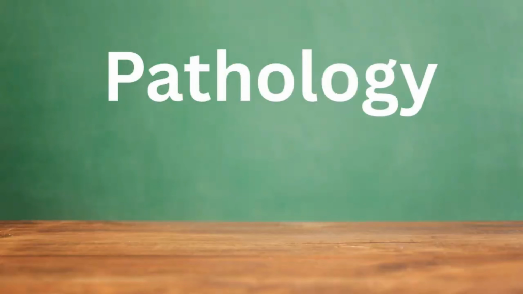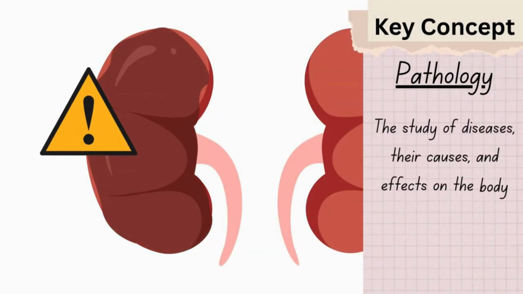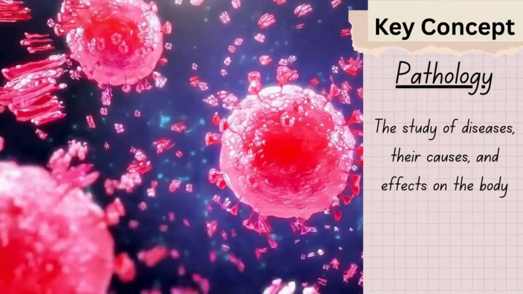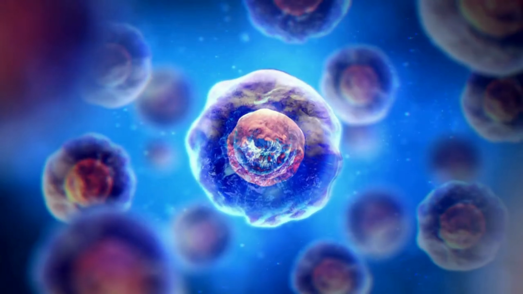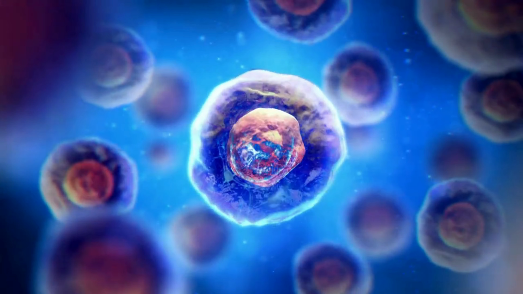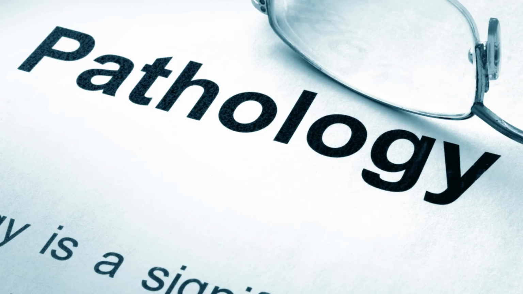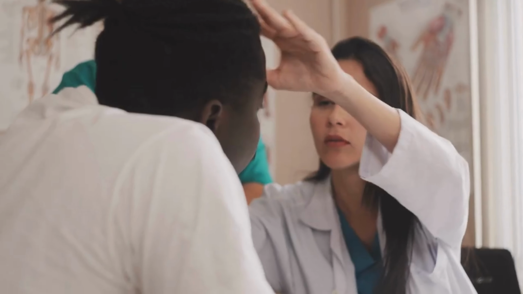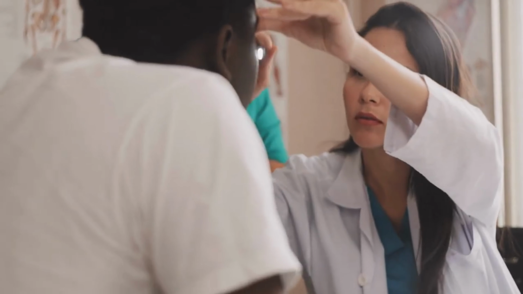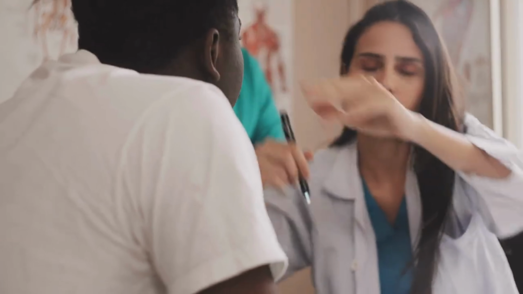Next up is pathology, the study of diseases, their causes, and effects. Pathologists look at how microbes, toxins, or cellular changes lead to illness. This branch plays a key role in diagnosing, preventing, and treating diseases. And it helps us understand conditions like infections and cancer more deeply.